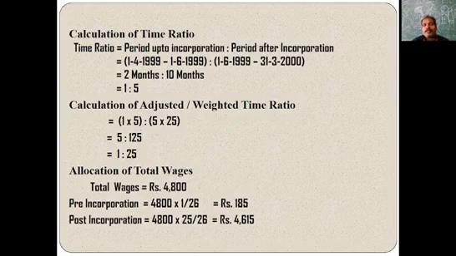With the help of the adjusted time ratio, we should allocate the total wages. Total wages is 4,800. How much for the pre-incorporation period, and how much for the post-incorporation period? Pre-incorporation equals 4,800 into 1 by 26, that means rupees 185. For the post-incorporation period, 4,800 into 25 by 26, that means rupees 4,615. So this is the method to allocate the wages. The same is to be applied for preparation of the profit prior to incorporation statement also, right?